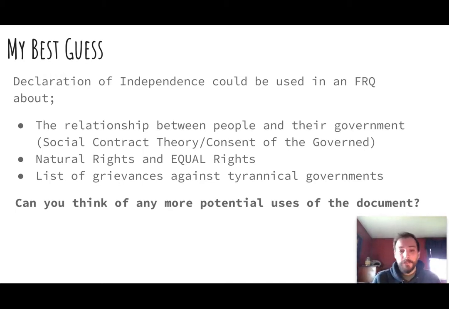And lastly, the list of grievances against tyrannical governments, that idea that they were basically writing the playbook of how to not be a tyrannical government by pointing out all the things the king had done. And I challenge you to think of any other ways you can use the document, and best of luck.